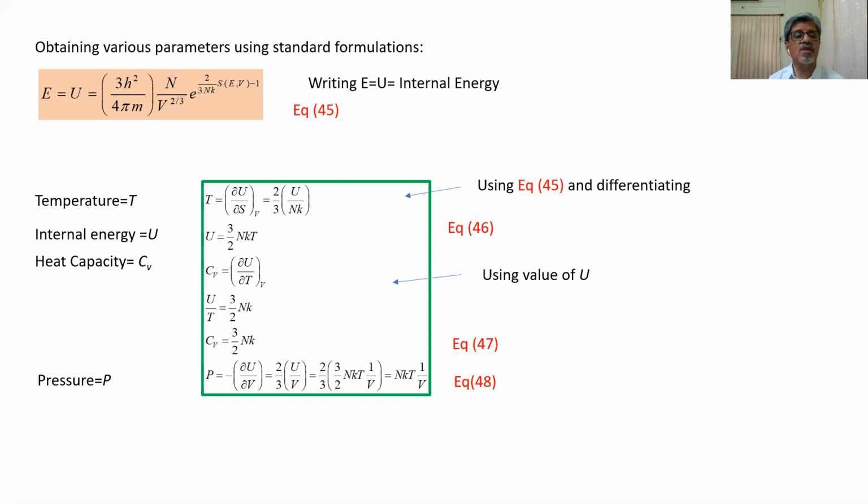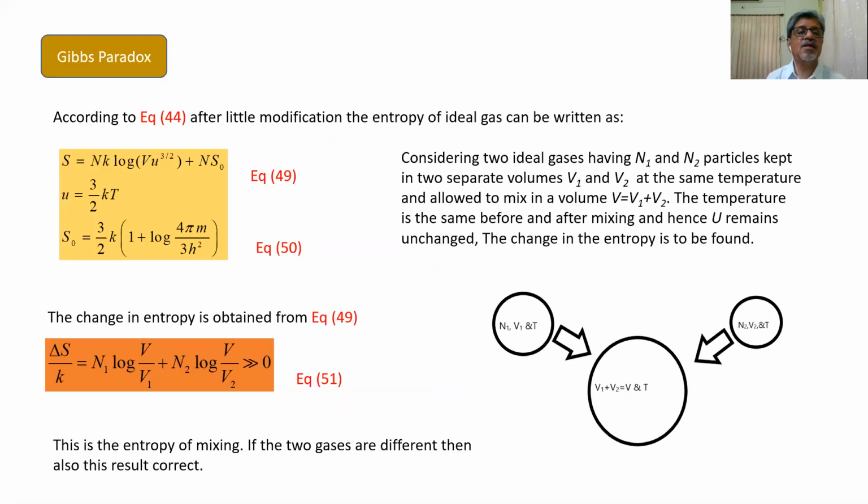We can derive the value of pressure. So pressure P is equal to minus del U by del V. So it is 2 by 3 U divided by V, and that is represented as 2 by 3 in bracket, putting the value 3 by 2 NKT, 1 upon V. So it is NKT divided by V. So that is represented by equation number 48.